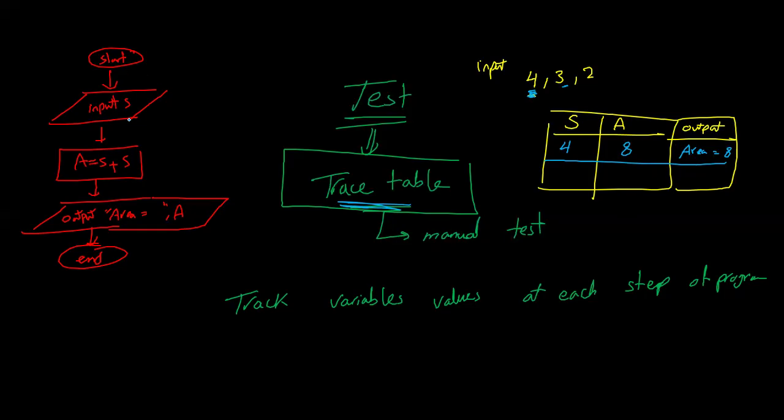Okay, so this is the output. Of course, when you use a test, you can find that it is not correct. What is the expected output if the input of side is 4? The expected output must be 16. So this is a way of testing, which we call a trace table. You will track the value of variables and check if it gives you the expected output or not. As you can see on my screen, when I input 4, the output was 8 because I used 4 plus 4. So it is not the expected output.